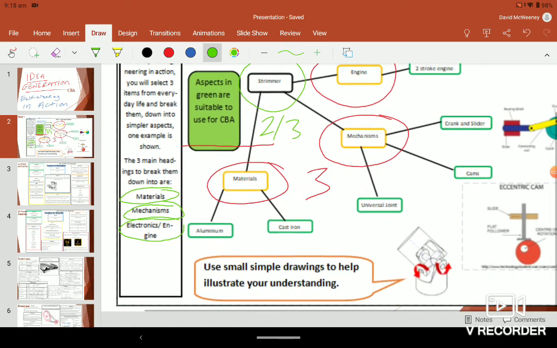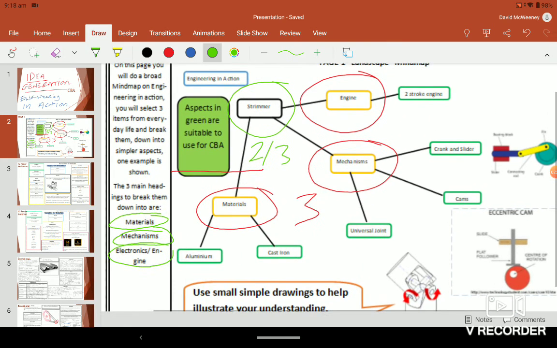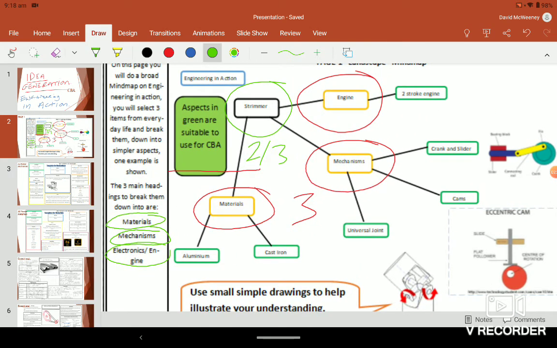2-stroke engine, okay? And again, everything in green there is suitable for a CBA because it's not broad. It's nice and it's precise. It's not brief, it's precise. Okay, and you can pick one of those and go about it. So you have materials, you have mechanisms, and then you have the engine. Okay, that's your idea generation.